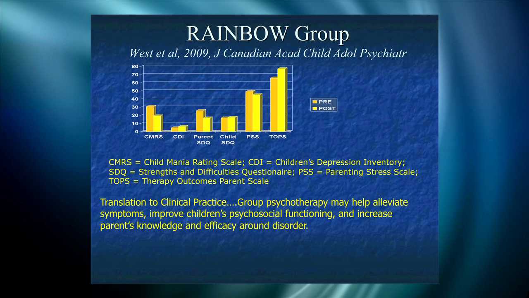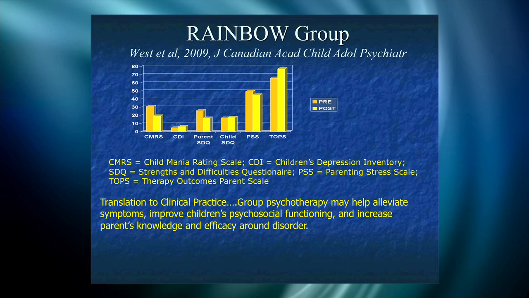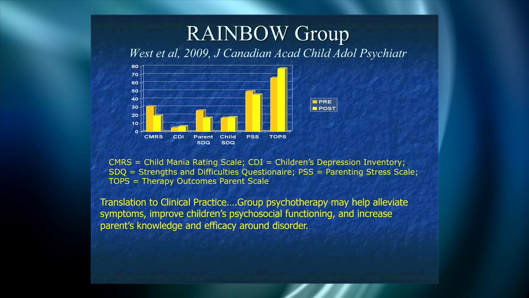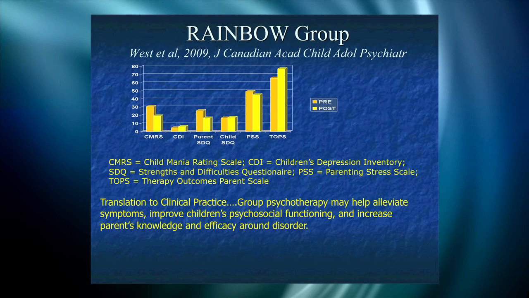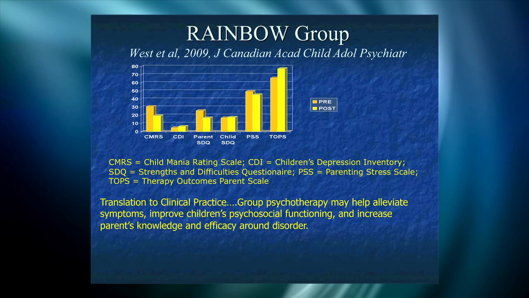They then took their individual family model and moved it into group treatment and had an open label trial where, again, they had pre-post ratings. And again, you see that the mania rating scale, self-report depression, the parent strength and difficulty questionnaire, parenting stress scale, and therapy outcomes parent scale almost all improved from pre to post. So their translation to clinical practice, group psychotherapy may help alleviate symptoms, improve children's psychosocial functioning, and increase parents' knowledge and efficacy around the disorder.